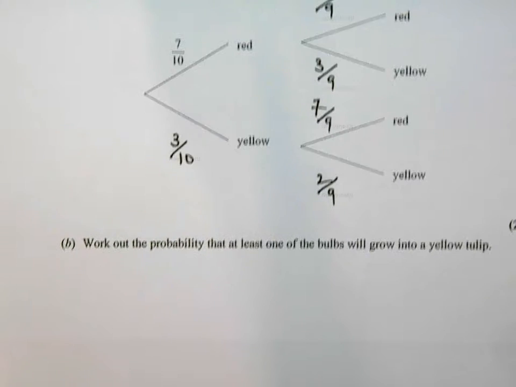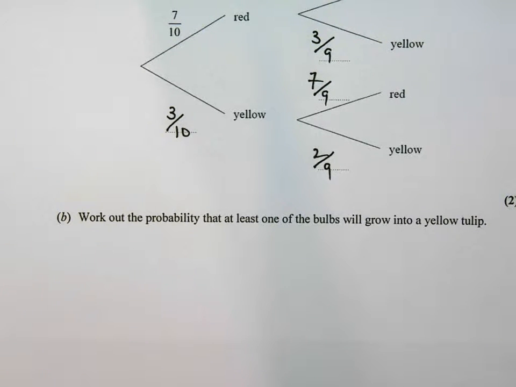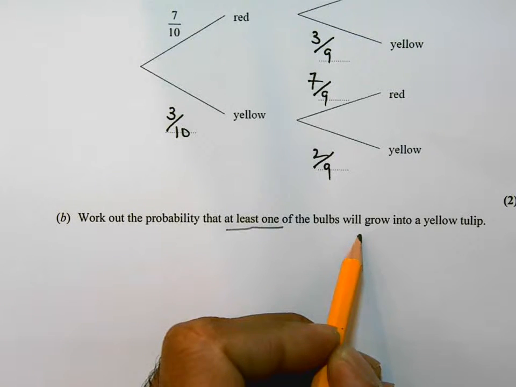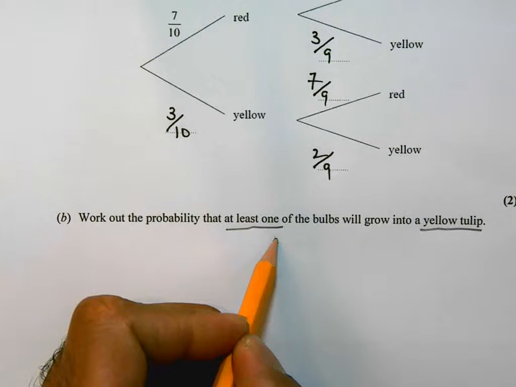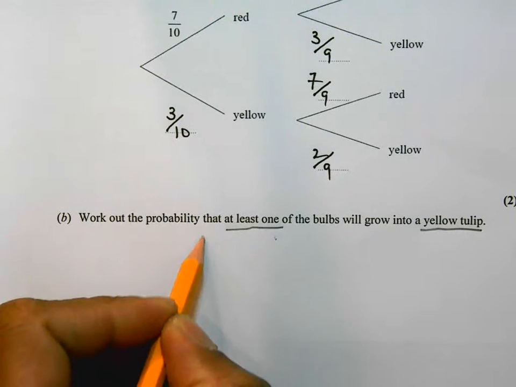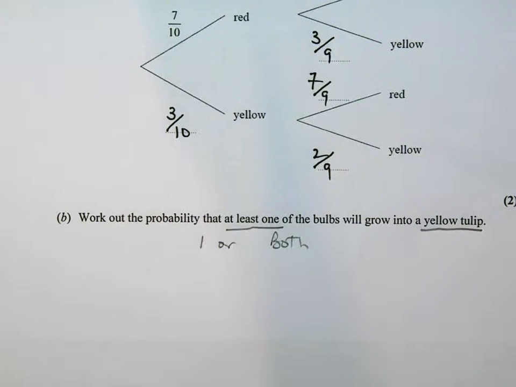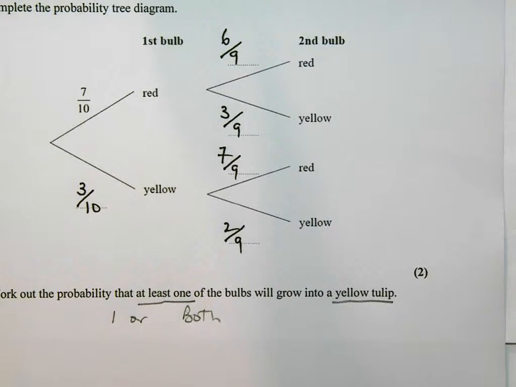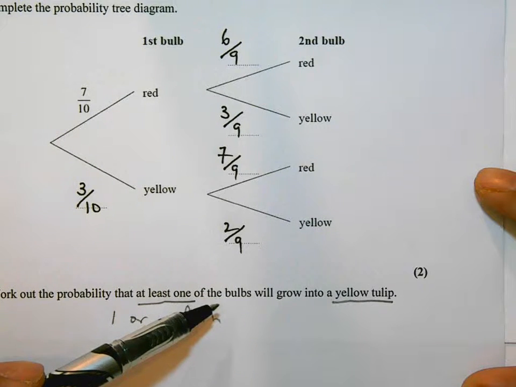Okay, let's look at part B. Part B says work out the probability that at least one of the bulbs will grow into a yellow tulip. So at least one means 1 or both. So at least 1. So what I need to look at, back to my tree diagram, is what are all the different combinations? Work out the probability that at least one of the bulbs will grow into a yellow tulip.